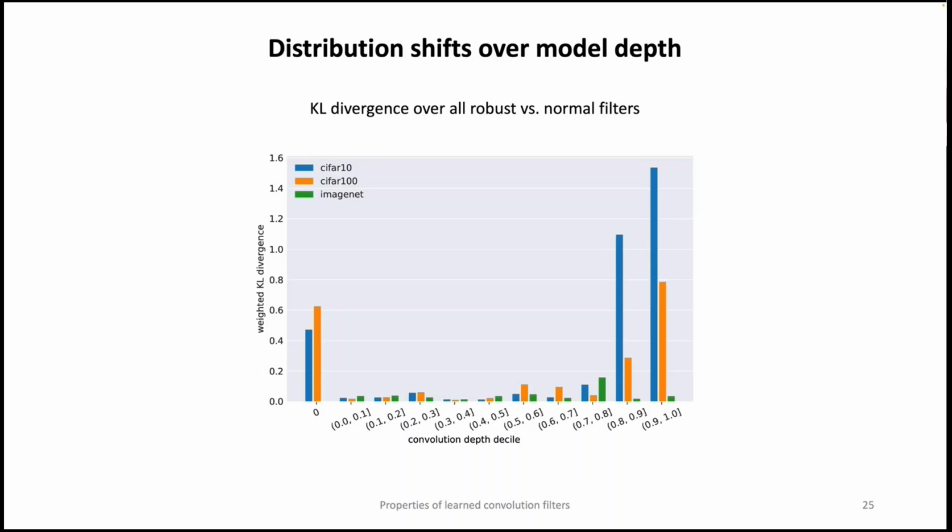The second observation that we see here is, if you again compare different data sets, that there is a large shift between robust and normal models on very easy data sets, such as CIFAR-10. But that drift actually decreases if you look at CIFAR-100, and it's even further decreased if you look at even more complex data sets, such as ImageNet.